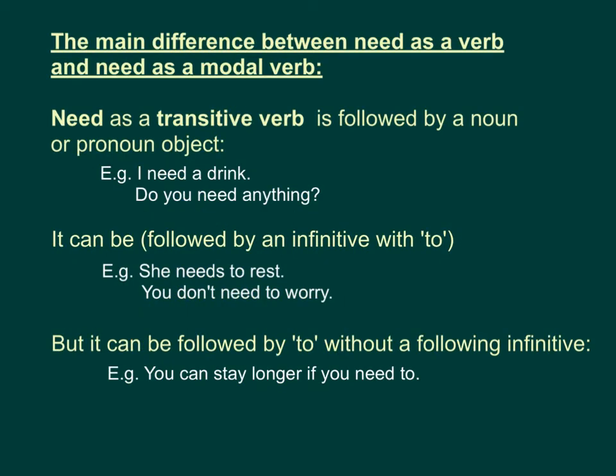The main difference between need as a verb and need as a modal verb. Need as a transitive verb is followed by a noun or pronoun object. For example, I need a drink. Do you need anything?